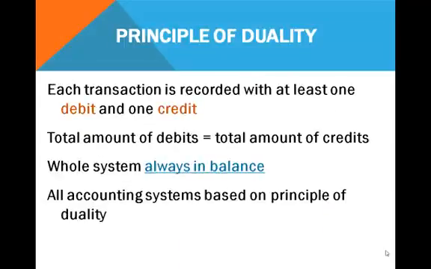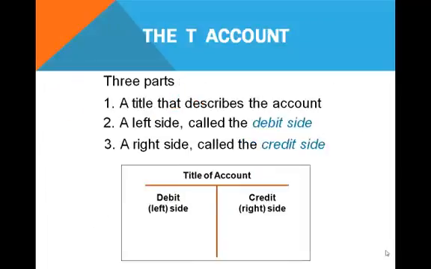In a double entry system, each transaction is recorded with at least one debit and at least one credit. The total amount of the debits in a transaction always equals the total amount of the credits. That means the total dollar amount. Always. The entire system is always in balance.